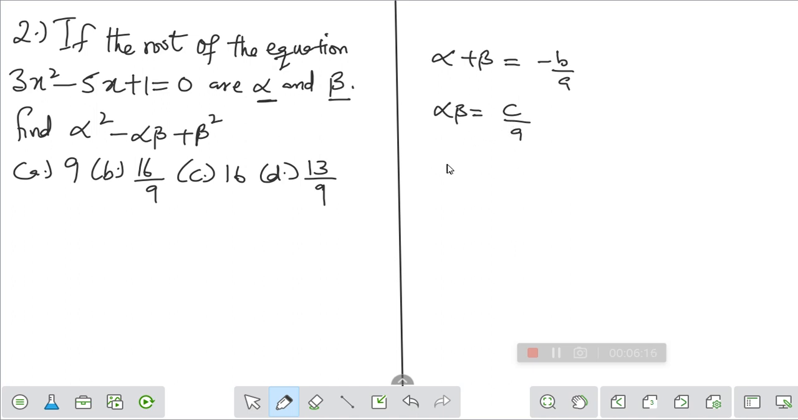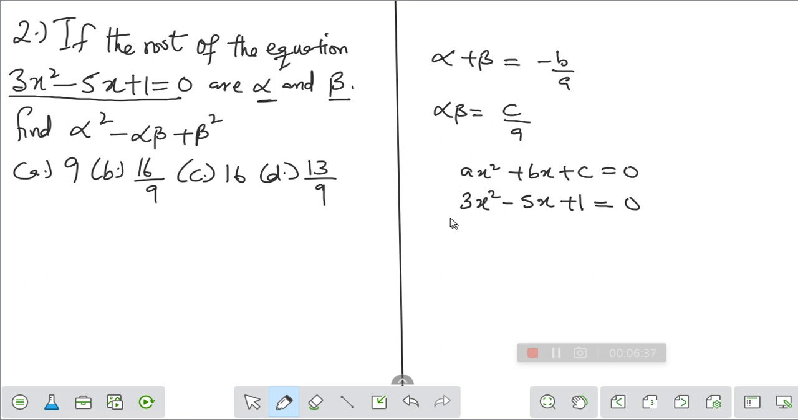This is the general formula for a quadratic equation: ax squared plus bx plus c equals 0, right? Now bring this equation here and compare it with each other. It will be 3x squared minus 5x plus 1 equals 0.